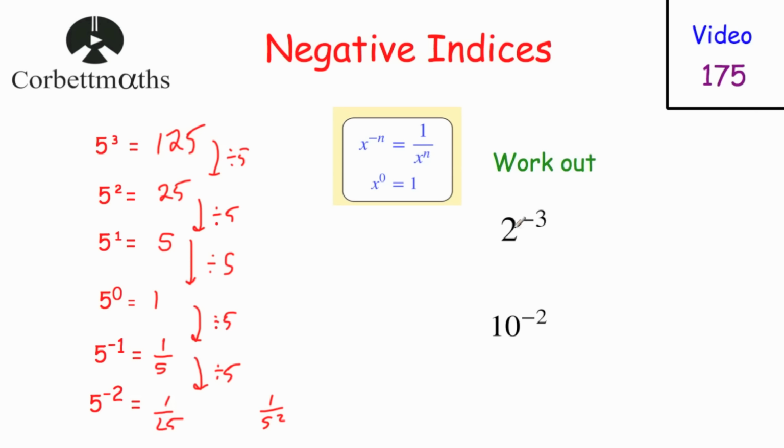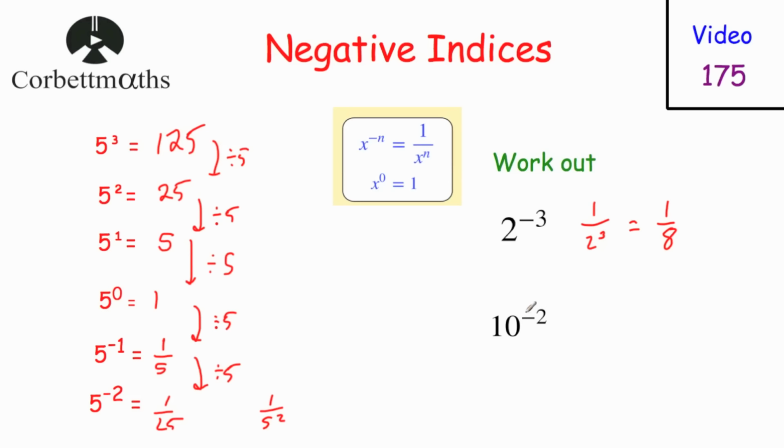So here, if we were asked to work out 2 to the power of negative 3, we could just put 1 over and then just write 2 cubed, changing our negative 3 to just 3. And then 2 cubed is 8, so the answer would be just 1 over 8, or 1/8. So 2 to the power of negative 3 is 1 over 8.